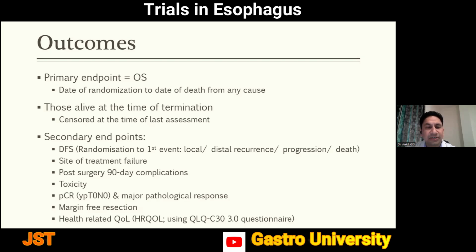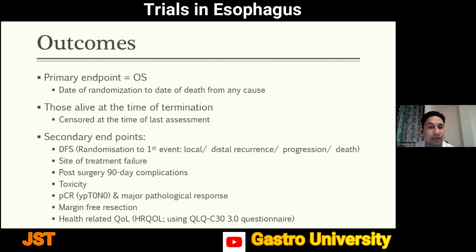The secondary endpoints were disease-free survival, which was defined as randomization to first event, either local recurrence, distal recurrence, progression, or death. Then site of treatment failure, if at all recurrence occurred. Post-surgery 90-day complications, as Kapoor sir had just pointed out. Toxicity, pathological complete response, and major pathological response.